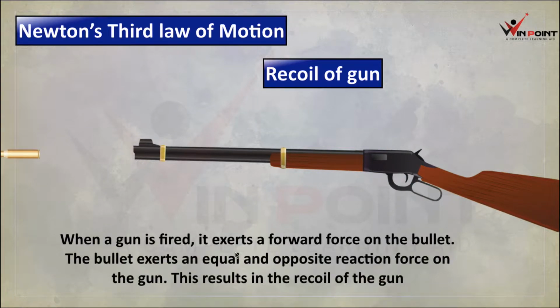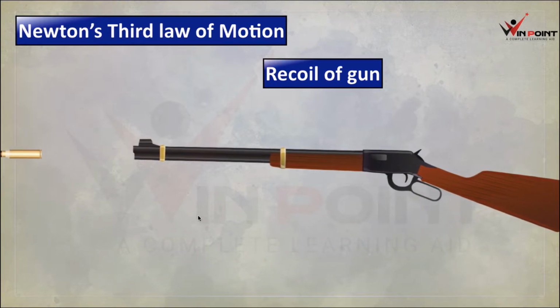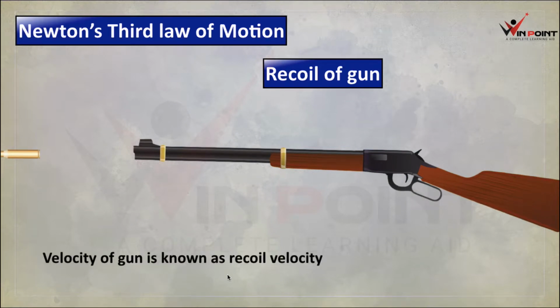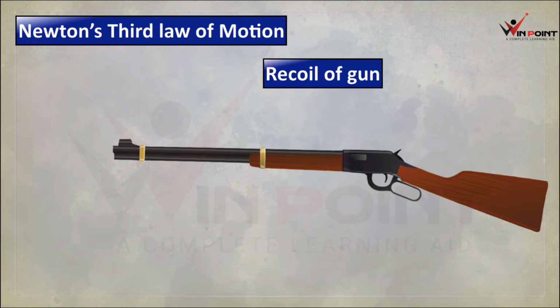When the gun is fired, it exerts a forward force on the bullet. The bullet exerts an equal and opposite reaction force on the gun. This results in recoil of the gun. The gun is exerting a forward force on the bullet. At the same time, the bullet is exerting a backward force on the gun. Velocity of gun is known as recoil velocity and velocity of bullet is known as muzzle velocity. Now we have learned about recoil of gun.